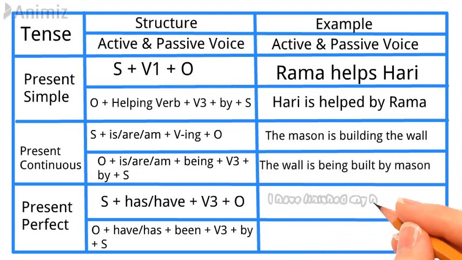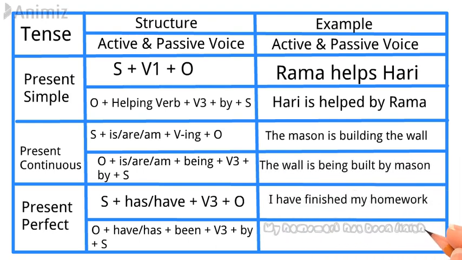In simple present tense: subject, first form of the verb, object. Here in the example, Rama helps Hari. When we change into passive voice, we follow this structure: object plus helping verb plus third form of the verb by subject. Here, Hari is helped by Rama.